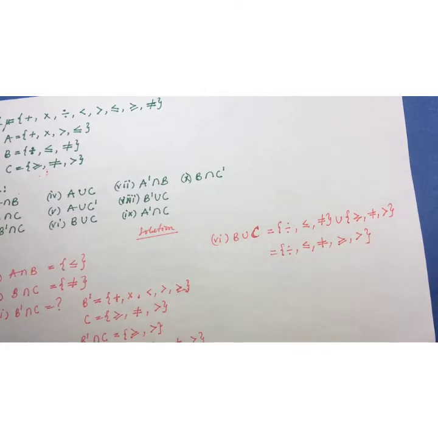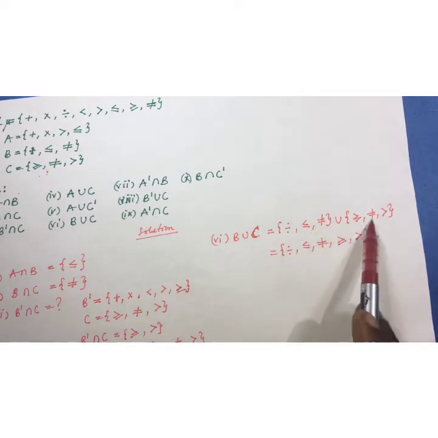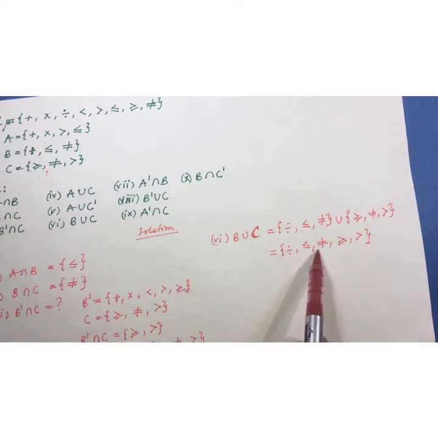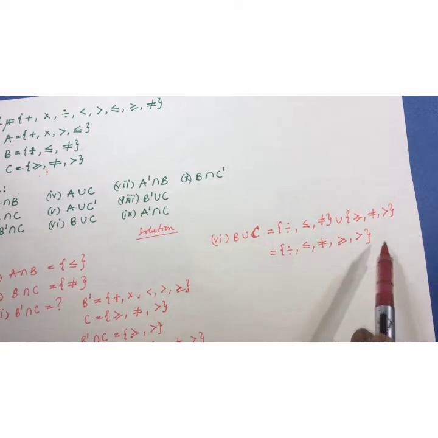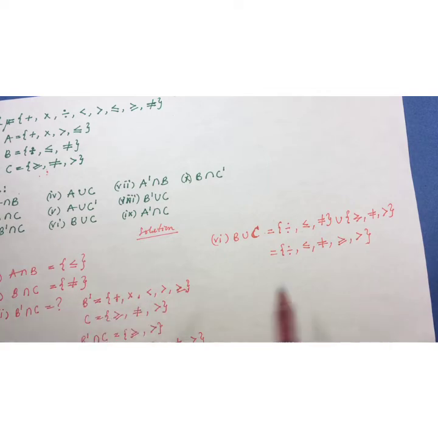Remember, I will keep emphasizing that the union of two sets is the set containing elements found either in set B or C, or found in both sets. So when forming the union, look at the elements in B alone, write them out. Look at the elements common to both of them, you write them once. Then look at the elements found only in C, and you write it together. That will give you the union.